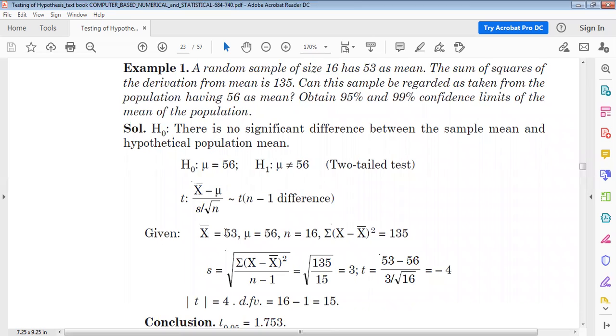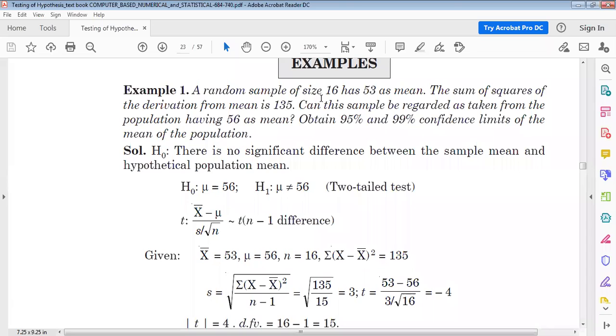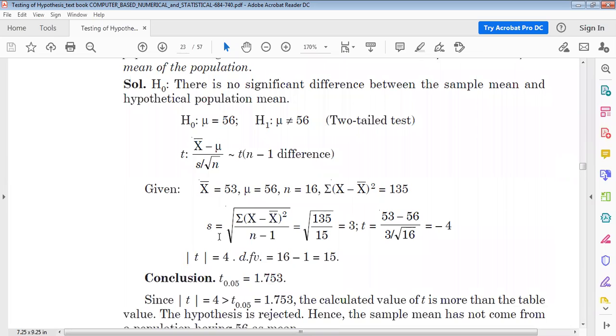Now, given x bar, the sample mean, equals 53, and the population mean mu equals 56, and n, the sample size, equals 16. Summation of x minus x bar whole square, the sum of squares of the deviations from the mean, equals 135, given. So s equals the square root of summation of x minus x bar whole square divided by n minus 1, that is 16 minus 1, which is 15. That equals 3.